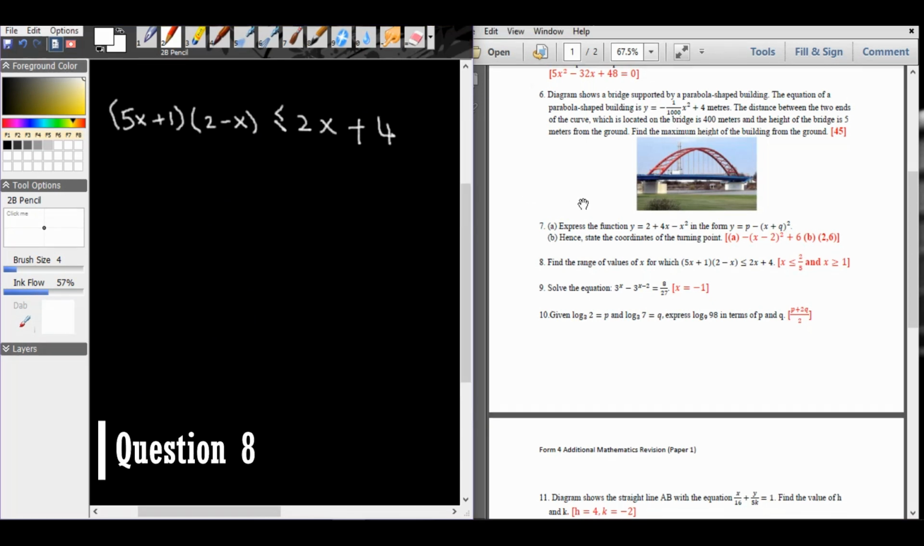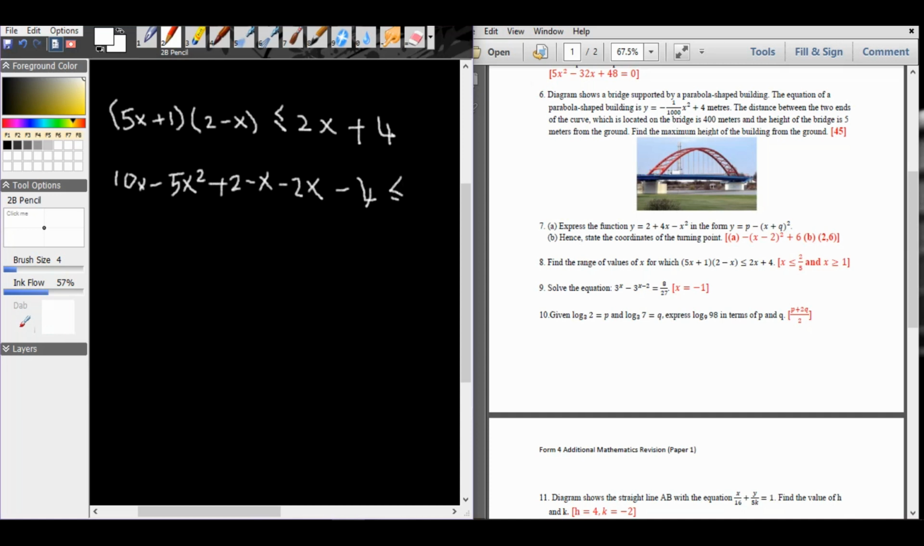Number 8, find the range of values of x. We expand this equation first. Then you will have 10x minus 5x squared plus 2 minus x. We move this to the left hand side, so minus 2x minus 4 less than or equal to 0. Rearrange: negative 5x squared, 10x minus x minus 2x, so you have positive 7x, and 2 minus 4, negative 2.